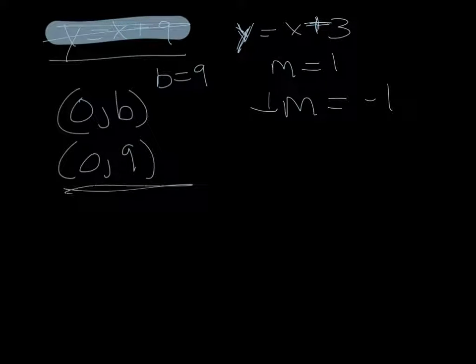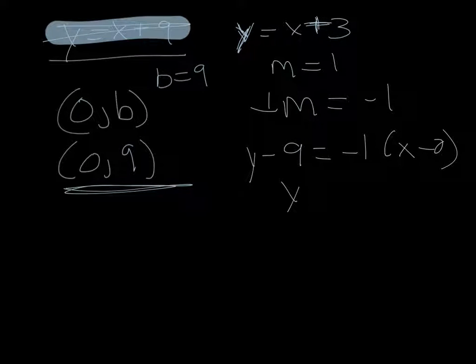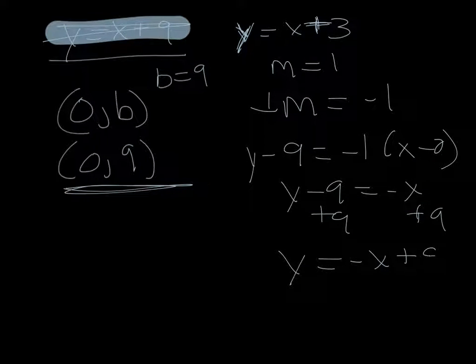I'm going to use this point that I already got to use point slope format. So y minus 9 is equal to negative 1 times x minus 0, or y minus 9 equals negative x. I'm going to add that 9 to both sides and get the equation y equals negative x plus 9. So I've got that now, and I've got a point.